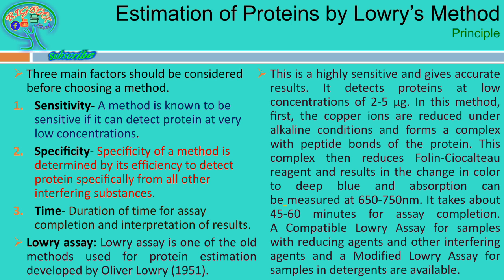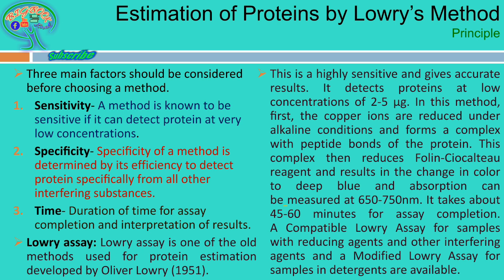A method is sensitive if it can detect protein at very low concentrations. Samples cannot be taken at a large concentration every time. So at low concentration itself, if we are going to get the results on the identification qualitatively or estimating it on a quantitative basis, the experiment has to give a sensitive output.